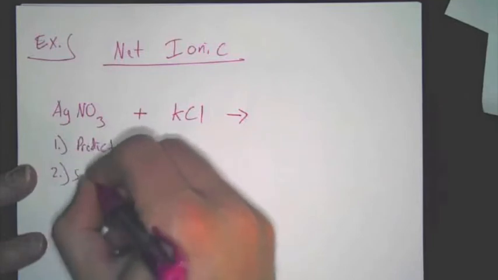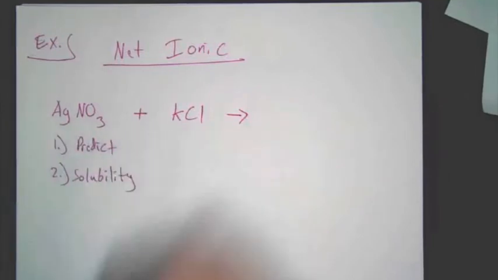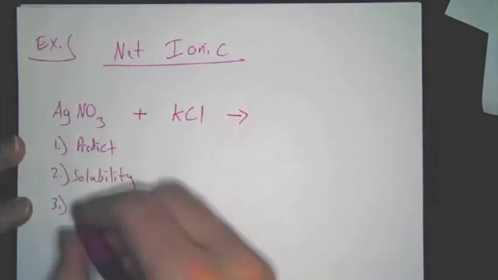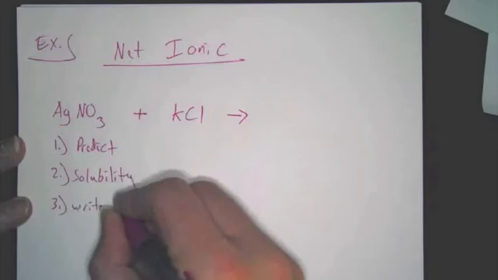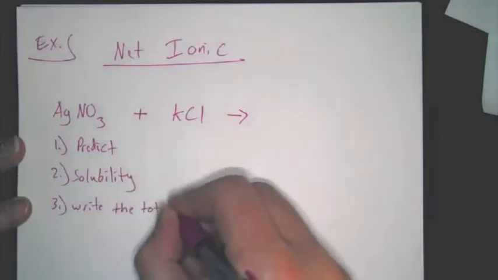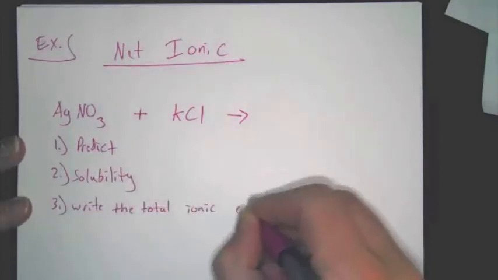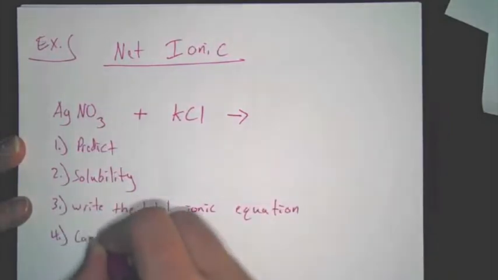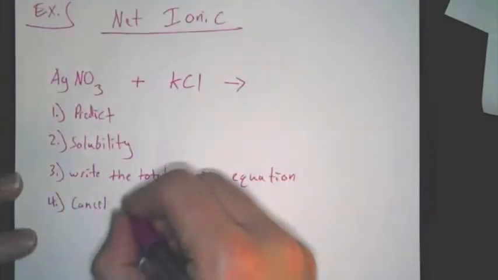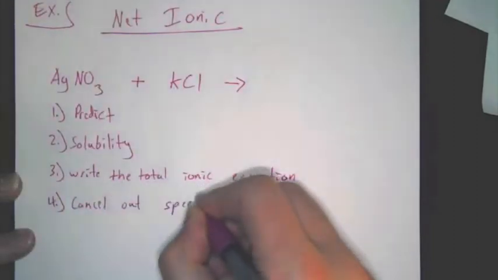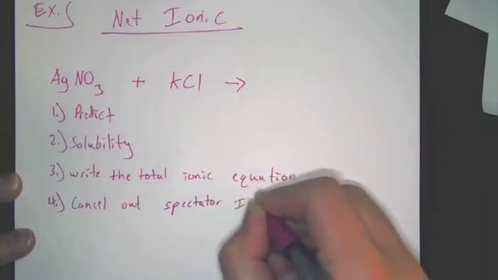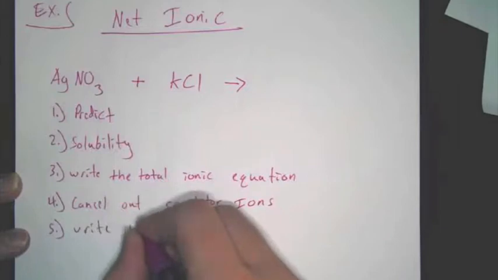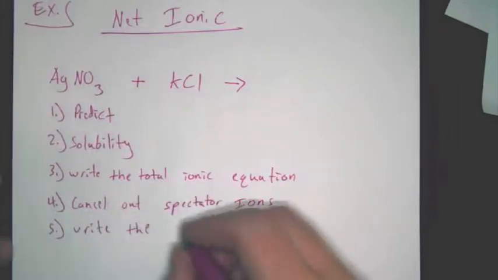Second one is determine the solubility of everything. That's using the chart to figure out whether everything's going to be aqueous or solid. Third step, you're going to write out the total ionic equation, and I'll explain what that is. Fourth step, you're going to cancel out spectator ions. I'll explain what those are. And then the fifth and final step will be to write the net ionic equation. That's actually the shortest and easiest step.